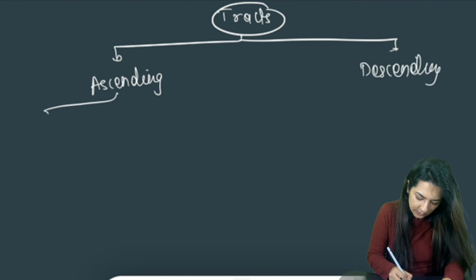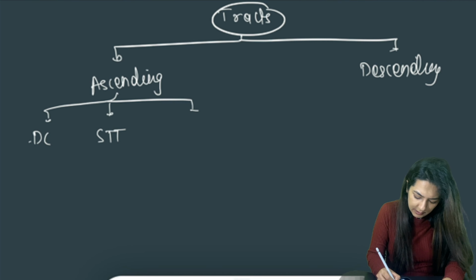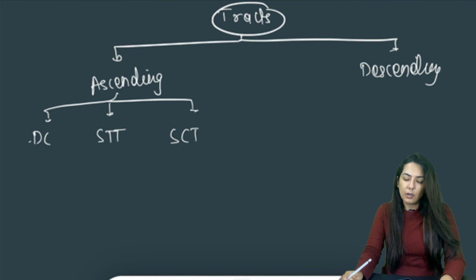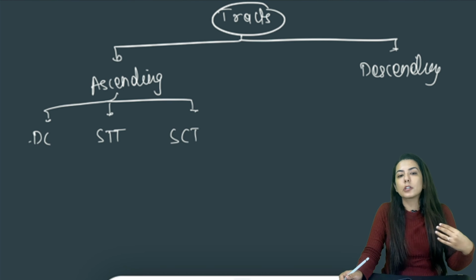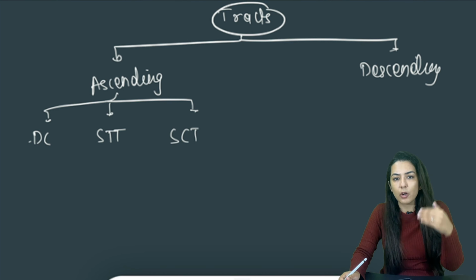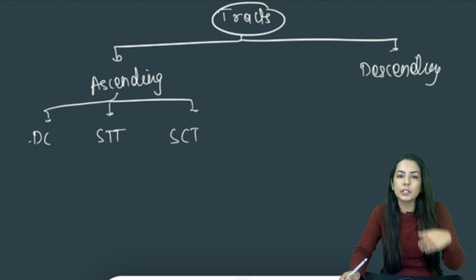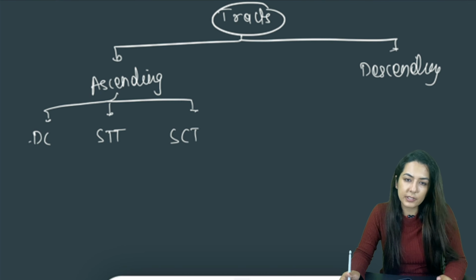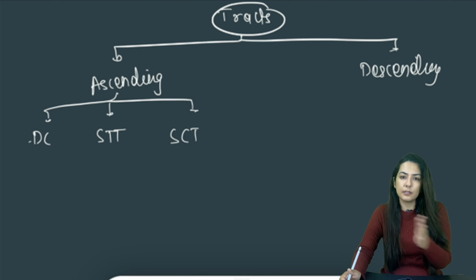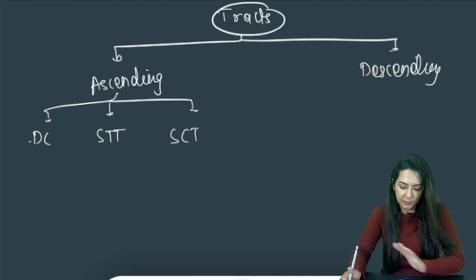Now, the ascending tracts are the dorsal column, the spinothalamic tract, and the spinocerebellar tract. The dorsal column, as the name suggests, is present posteriorly in the spinal cord. That's why its name is dorsal column. We'll discuss the function of this column.